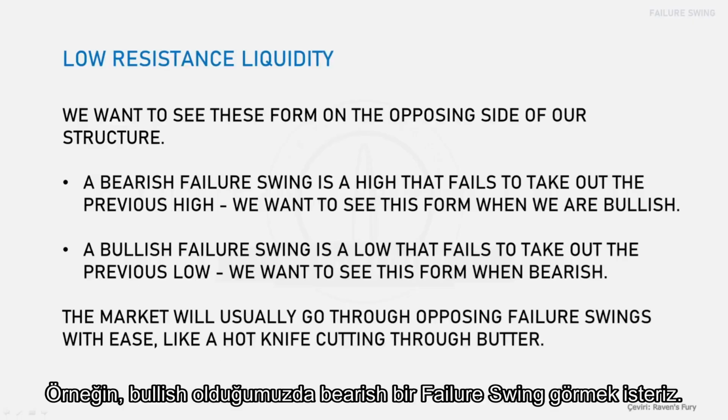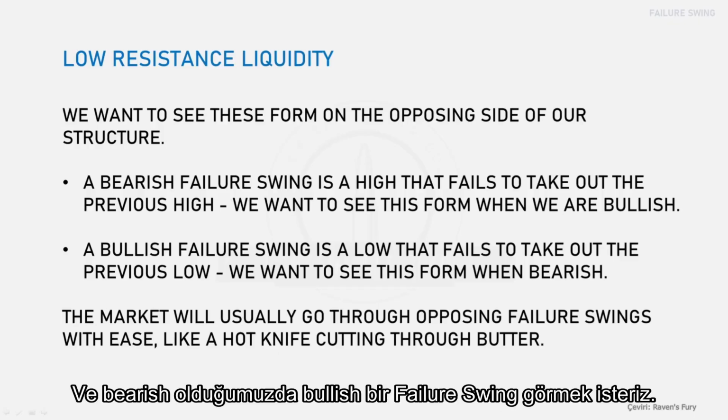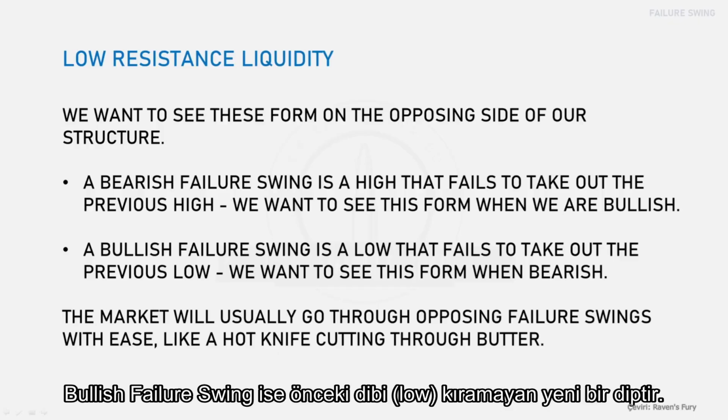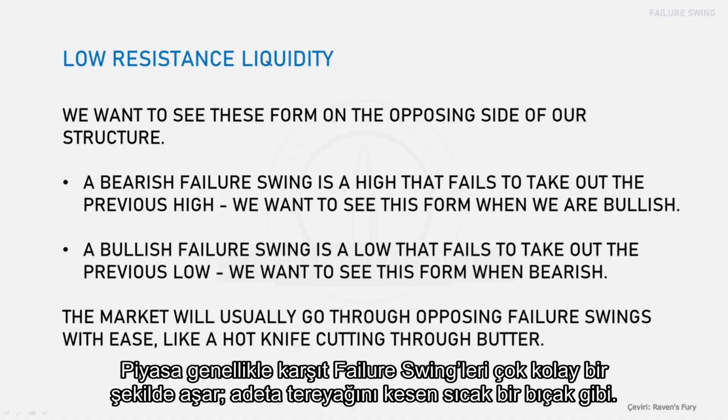So for instance, when we are bullish, we want to see a bearish failure swing. A bearish failure swing is a high that fails to take out a previous high. And when we are bearish, we want to see a bullish failure swing, and a bullish failure swing is a low that fails to take out a previous low. And the market will usually go through opposing failure swings with ease, like a hot knife cutting through butter.